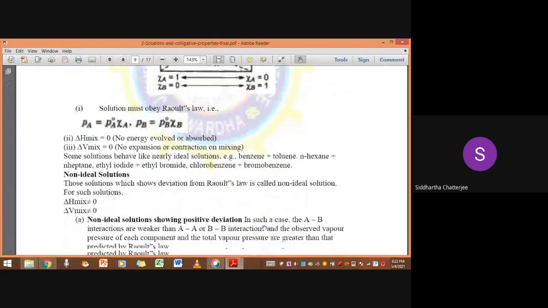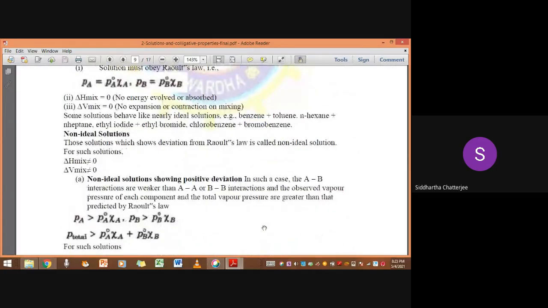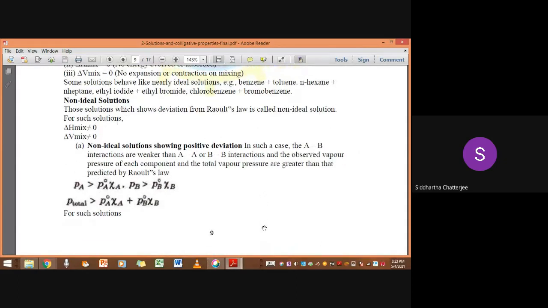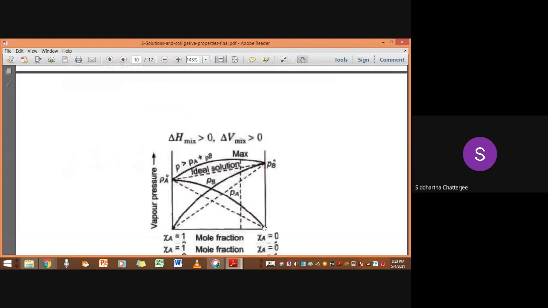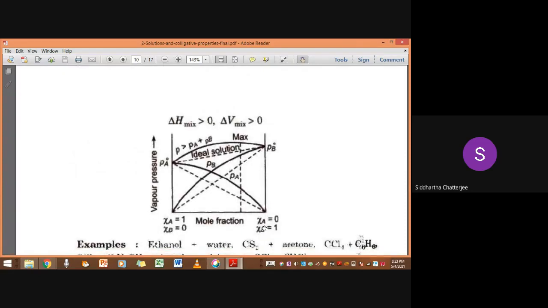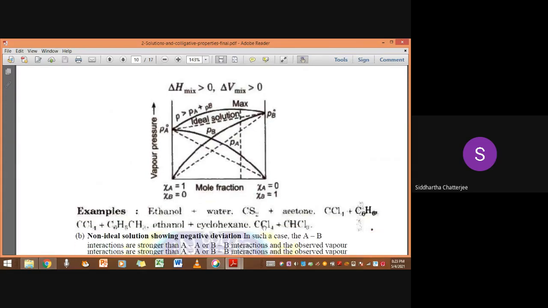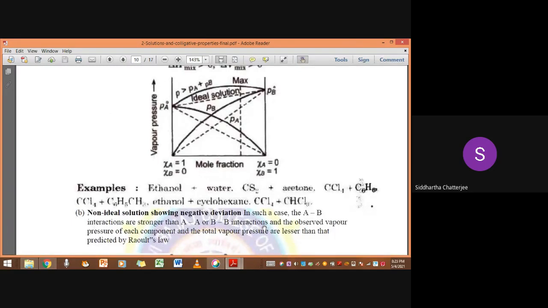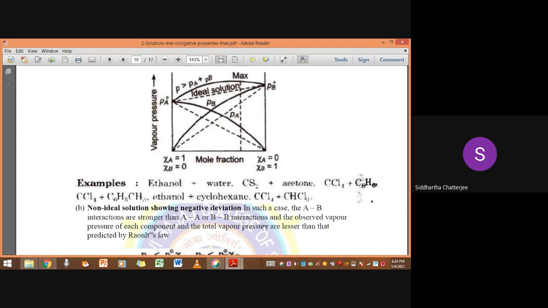For non-ideal solutions, as we have already explained, delta H mixing is not equal to 0 and delta V mixing is not equal to 0. For positive deviation, PA is greater than PA0 XA and PB is greater than PB0 XB, where delta H mixing is greater than 0 and delta V mixing is greater than 0. Here you will find the minimum boiling point azeotrope, for example ethanol and water, carbon disulfide and acetone, carbon tetrachloride and benzene, carbon tetrachloride and toluene, ethanol and cyclohexane, carbon tetrachloride and chloroform.